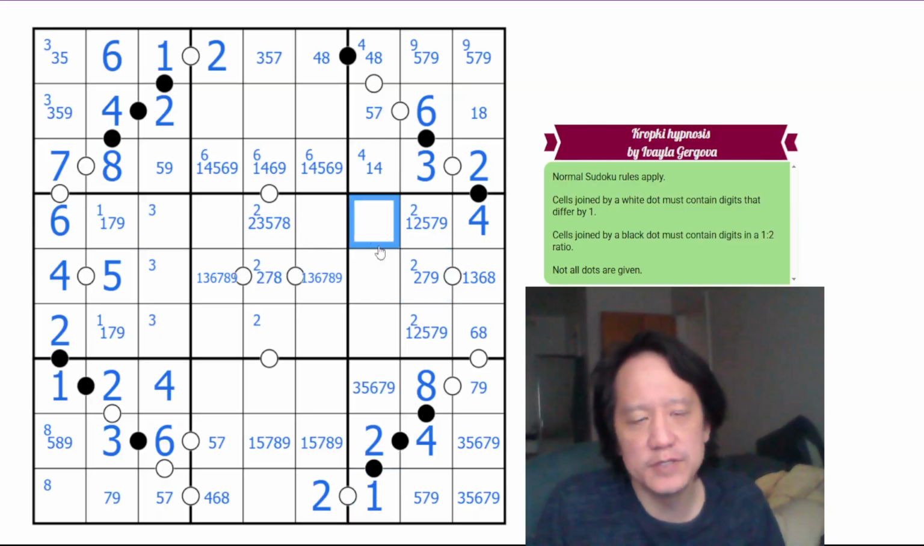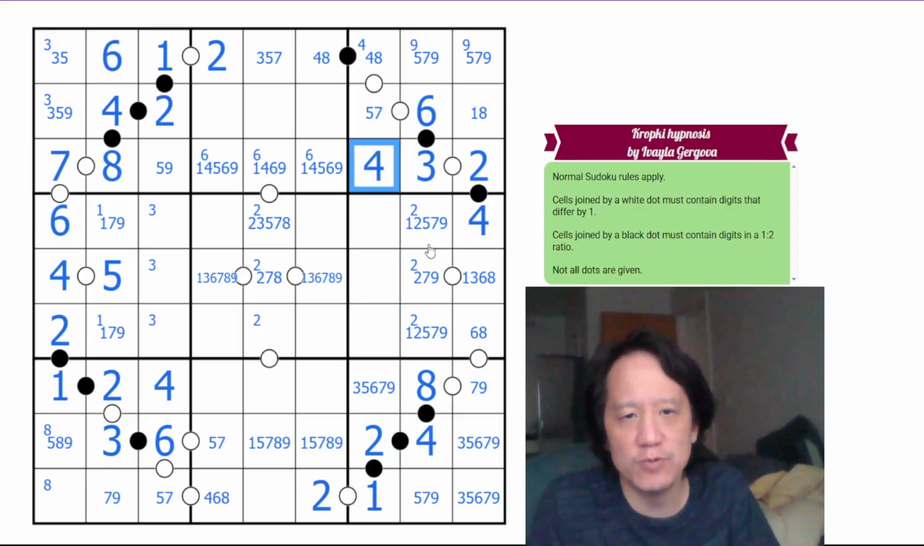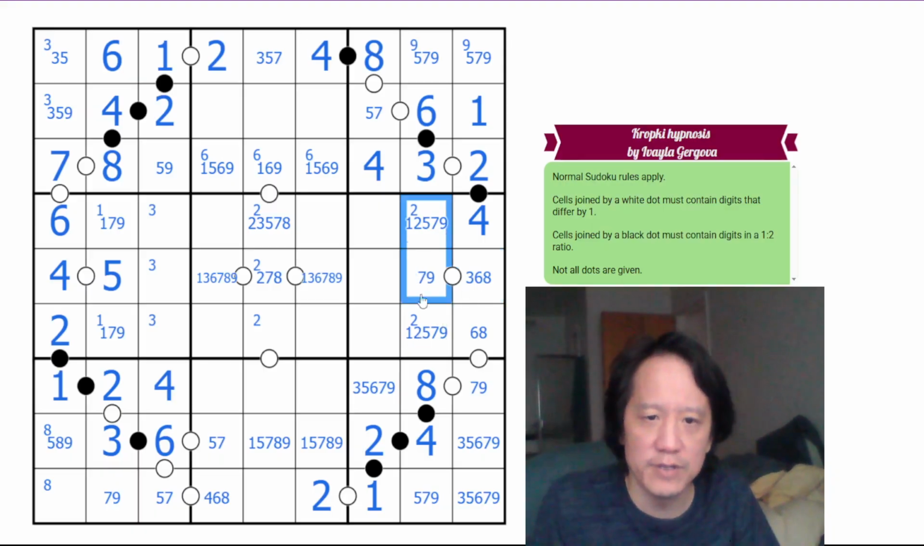This 1 eliminates 1 here. Oh, man, that was there for a long time. I don't know why I missed that. This can't be 1. This is 4, which makes this 8, which makes that 4. So none of these could be 4. This 8 eliminates 8 here, so this is 1, which means this can't be 1, so this can't be 2. Wow, I just completely missed that.